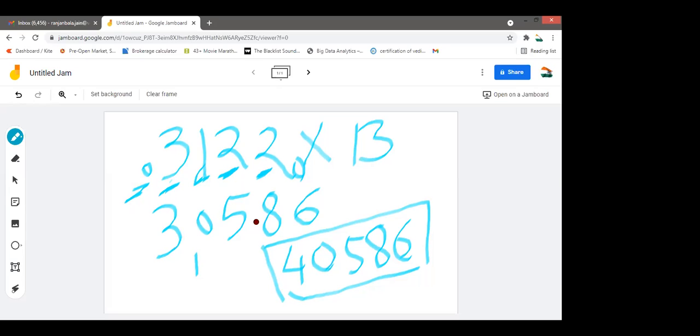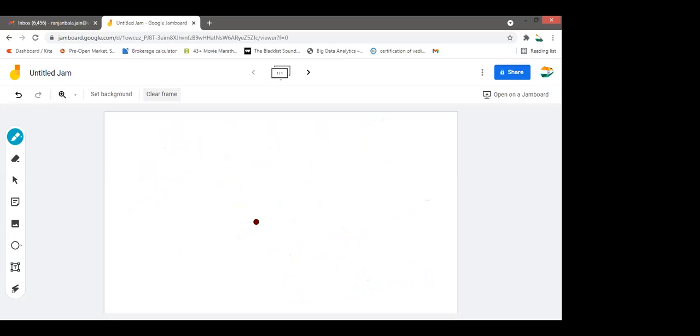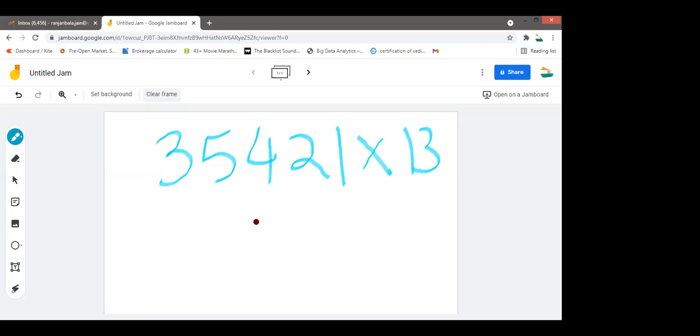Good. So, last problem to everyone. Do the problem. 3, 5, 4, 2, 1 multiplied by 13 and tell me the answer. Now I will not tell the answer. You have to tell me the answer and write it in the chat box. Put zeros on both the sides. Multiply each digit by 3 and add with the next digit. That's all. This is the simplest process.